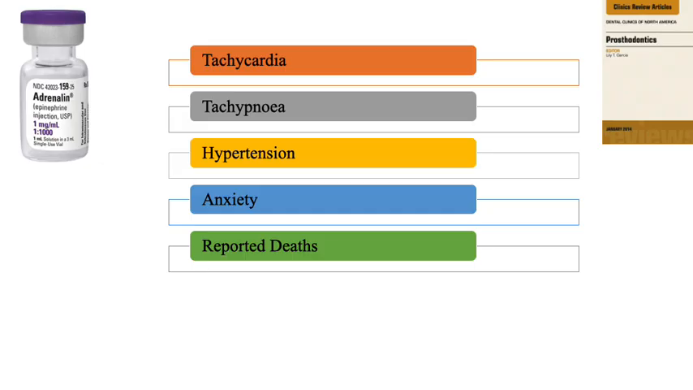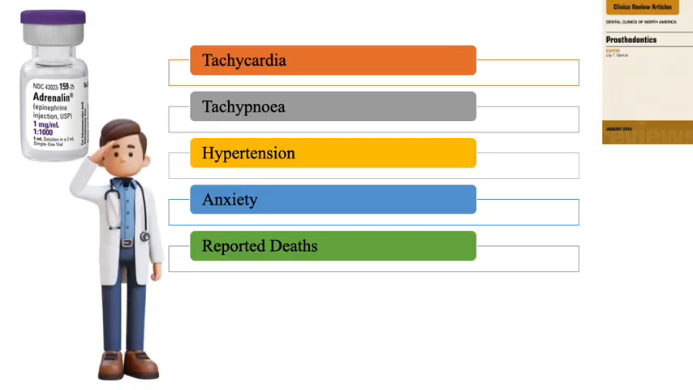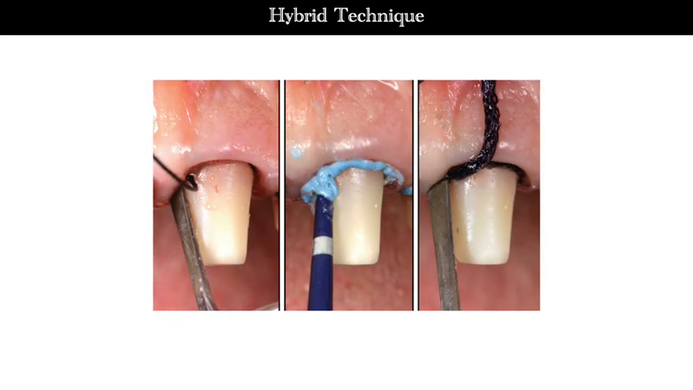There were even studies that say that 53 to 63 percent used epinephrine for gingival displacement. However, long story short, it is no longer used for gingival displacement due to something called epinephrine syndrome, where the patient would have tachycardia, increased cardiac output, tachypnea, which is increased respiratory rate, hypertension, and anxiety. So let's move on from epinephrine in gingival displacement, and then the hybrid technique.